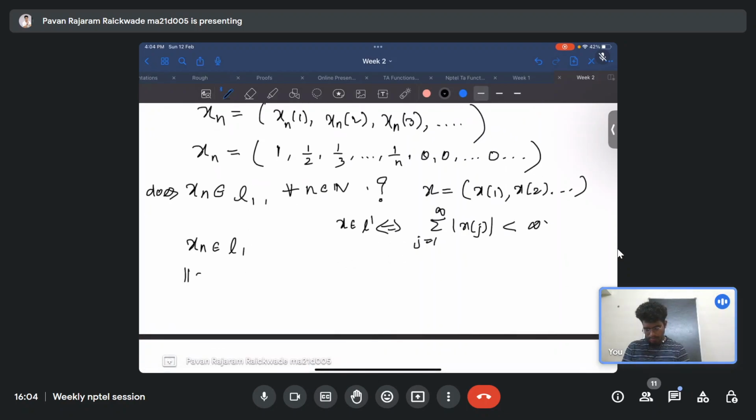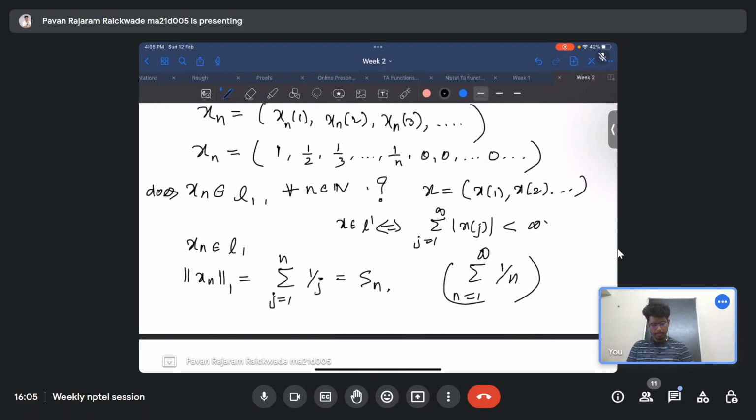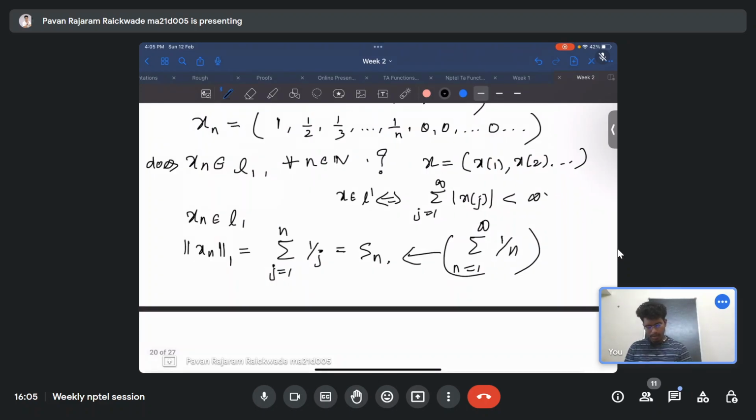So what will be the norm of xn? One norm of xn is summation 1 by j, j going from 1 to n. This is nothing but the sequence of partial sums Sn of the series summation 1 by n, going from 1 to infinity. And you know that this series diverges.